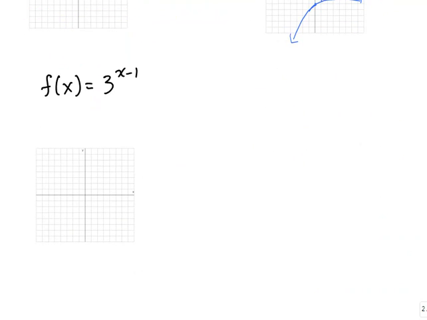Alright, let's try another one. 3 to the x minus 1. This time, for our transformations, we have a minus 1 up there near the x. So this is not going to be a vertical shift, this is going to be a horizontal shift. Remember that horizontal shifts are kind of opposite from what you would expect. So if you see a minus 1, we normally would think left 1, but this is actually going to go right 1.